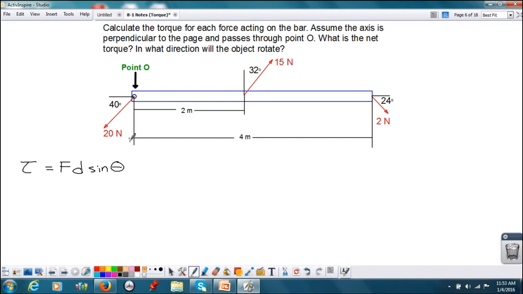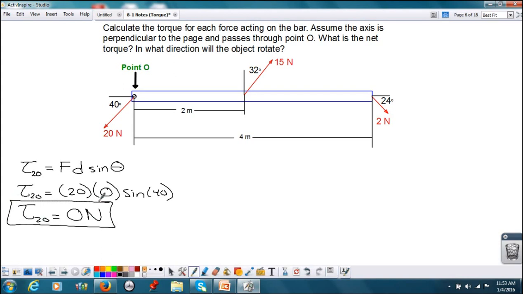Since we have 3 torques, I want to distinguish them. I'm going to call this torque 20 because it's the torque created by the 20 Newton force. So torque 20 is equal to 20 newtons times, we are at the point of rotation, so the distance from the point of rotation to the point of rotation is going to be 0 meters, and then times the sine of 40 in this case. So torque 20 is equal to 0 newtons. Okay, so this force does not cause the object to rotate at all.